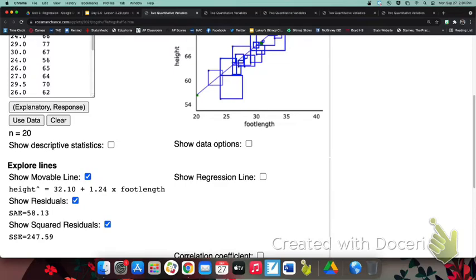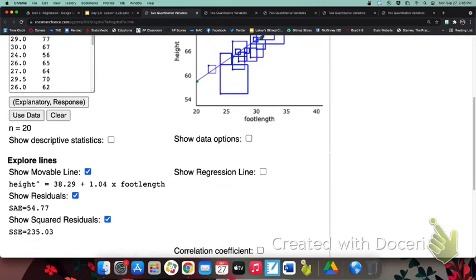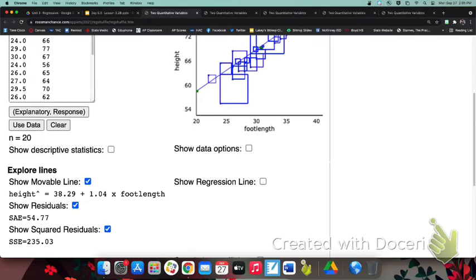247.59 is where I'm at. Let's see if I can get this any smaller. Okay, that did not work. That's going the wrong way. It's 259, so I'm going to go the other way. Okay, look at that, I'm down to 235. Oh, it started going the other way. That's pretty good. I wonder if I move the middle any, is that going to be good? Oh, no, that's not good. That was a bad idea. That's pretty good. 235. What do you guys think?